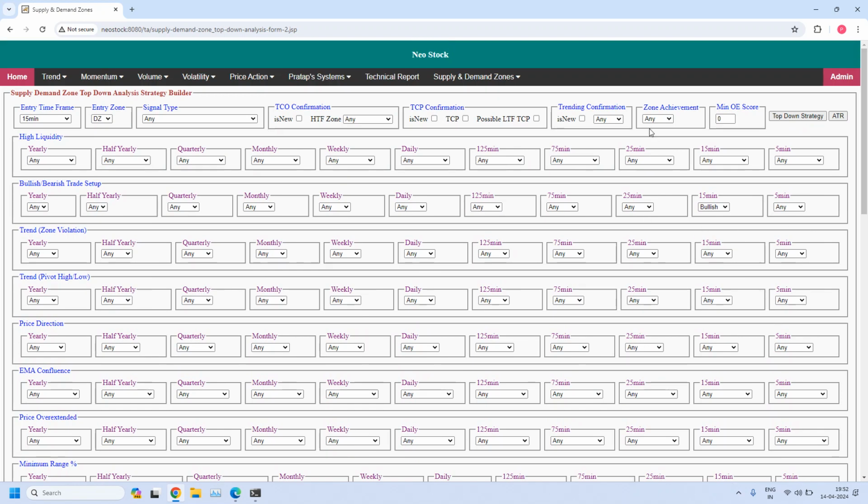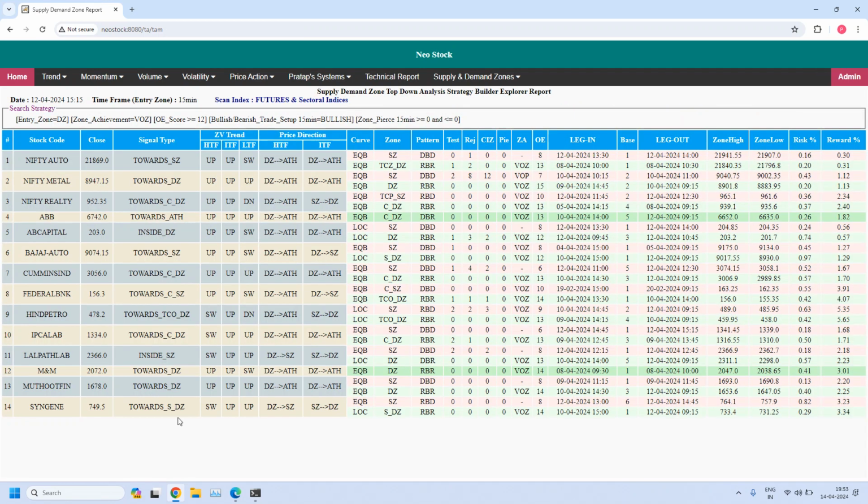And the second filter I am setting is zone achievement. As in our lesson 20, in the checklist, the compulsory zone achievement a zone should have, that is recommended, is VOZ, violated opposing zone. And the minimum odd enhancer score, the recommended value is 12 for bullish or bearish trade setups. So I am selecting the value 12. Now let us filter. So 14 stocks are currently filtered which are supporting bullish trade setups.